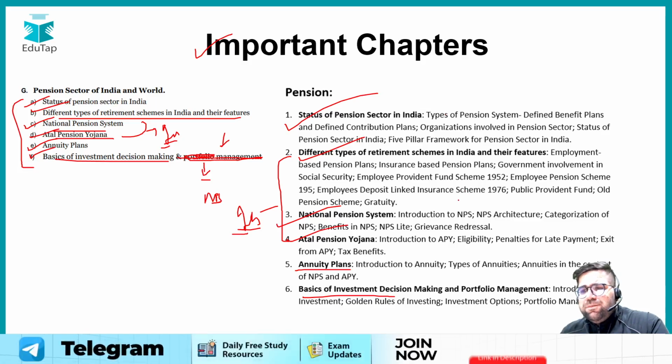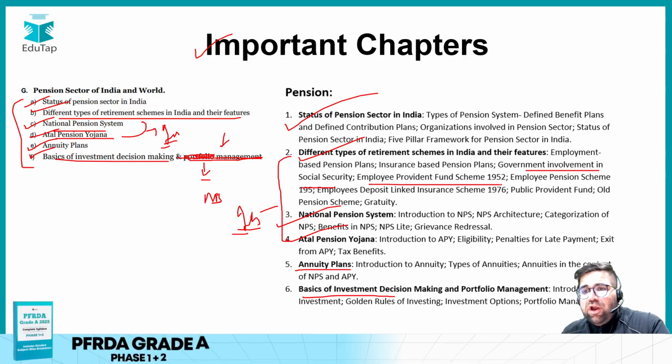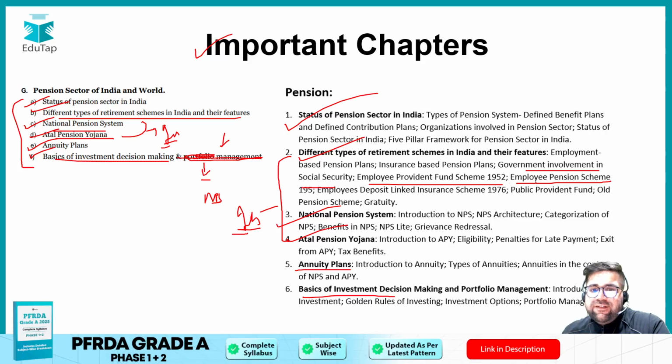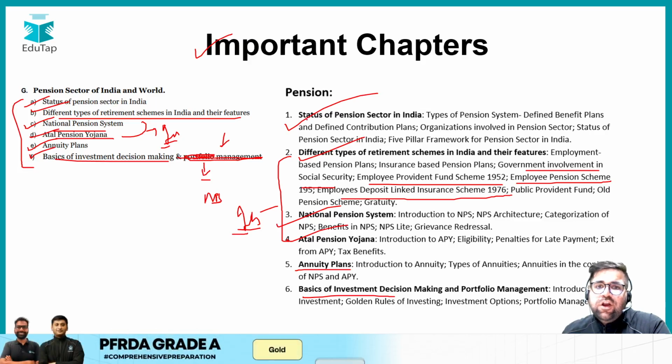So you have to cover basic stuff again in the pension sector. But again, the most important one is what? You have government employee involvement in social security, Employee Provident Fund of 1952, Employee Pension Scheme of 1955, Employee Deposit Insurance Scheme of 1976, like this. So these are the important chapters which you have to look after.